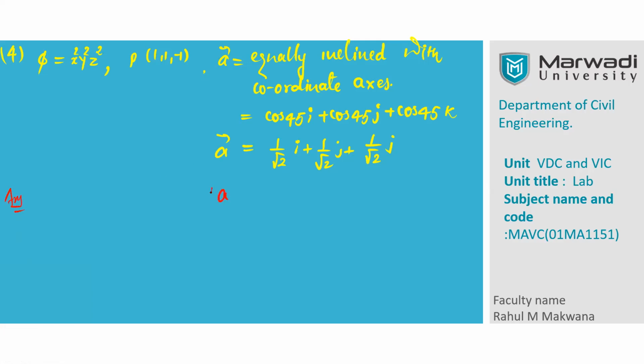Let us find its magnitude here itself. So it is simply square root of 1/2, again 1/2, 1/2. So it is 3 times 1/2, so it is √3 divided by √2.